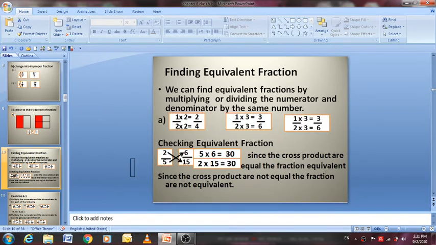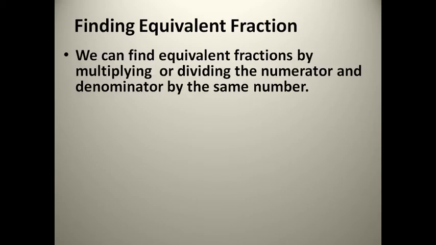Here, finding equivalent fractions. If we want to find the equivalent fraction, we should multiply the numerator and the denominator by the same number. So here we can find equivalent fractions by multiplying or dividing, that is, we can multiply or divide the numerator and denominator by the same number. Okay, here I will explain for you.